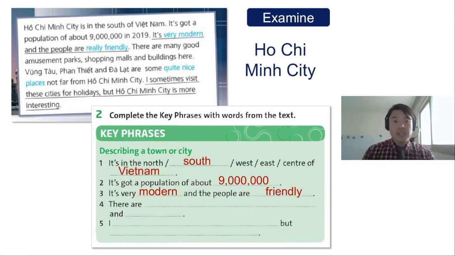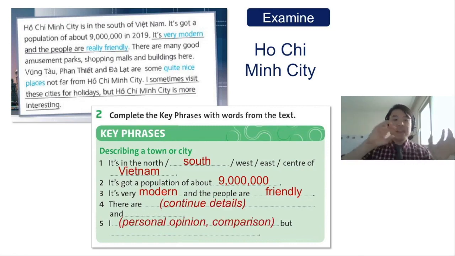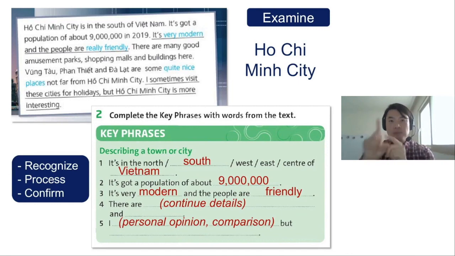Now, as we continue this, you can see that there's more details and there's a personal opinion and comparison. But the key purpose of this is allowing our students to recognize what is in the first passage. What can I find? What are the details? Processing. Can I not only understand the details, am I able to do it myself? Can I recognize it? Can I process the content? Do I understand what is expected of me? And then confirm. Do the activities together. They are now finding the details on their own.